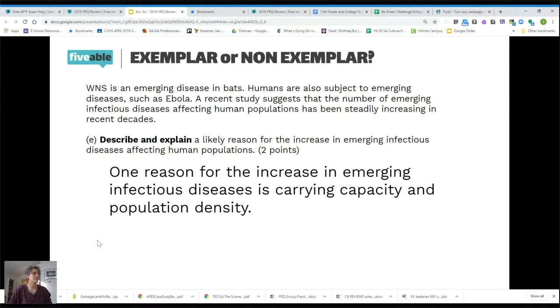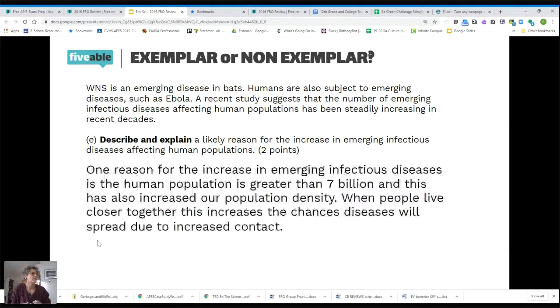Let's look at this one. Let's see what we think. One reason for the increase in emerging infectious diseases is the human population is greater than 7 billion, and this has also increased our population density. When people live closer together, this increases the chances diseases will spread due to increased contact. What do you guys think? Yeah, I got that, Tanya. 0, 1, or 2?